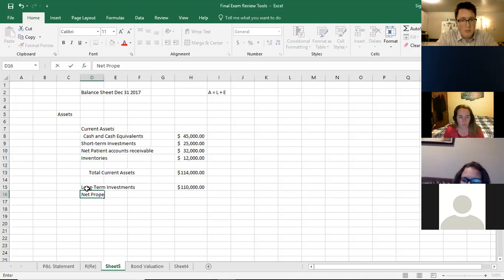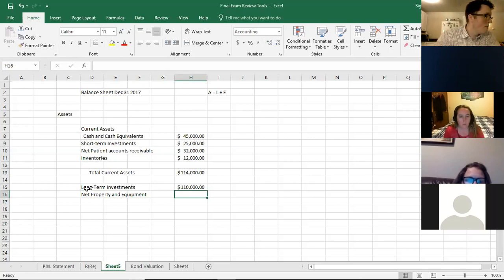And finally, I'll have net property and equipment. This is things like buildings, land that I own, maybe large trucks or things like that that aren't really part of my main operations, but they're big things, equipment, machinery that are not current assets, but are still assets to my organization. And for those, let's say I've got 95,000.